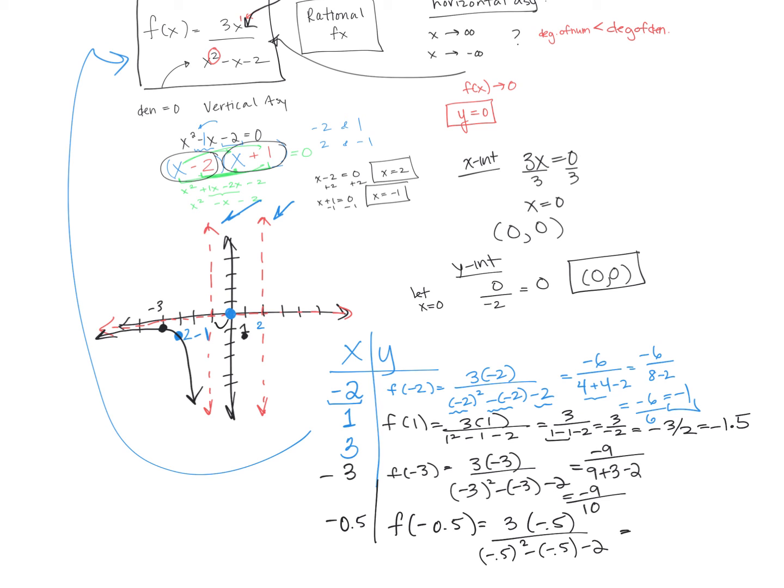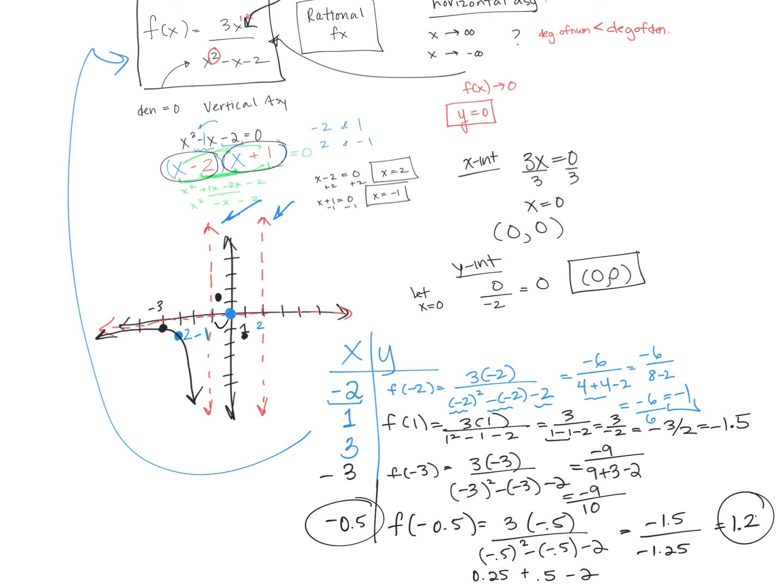You can use your calculator right here so we can see what's going on. So we have 3 times -0.5. That's going to be -1.5 in the numerator. The denominator, you square -0.5, it's going to be a positive 0.25, plus we'll add in 0.5, and then we'll minus 2. So 0.25 plus the 0.5 minus 2 gets us -1.25. If we take -1.5 divided by -1.25, we end up with +1.2. So -0.5 gets us +1.2, which will put us about right in there on our graph.